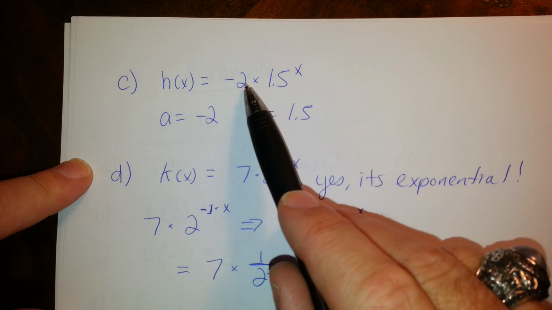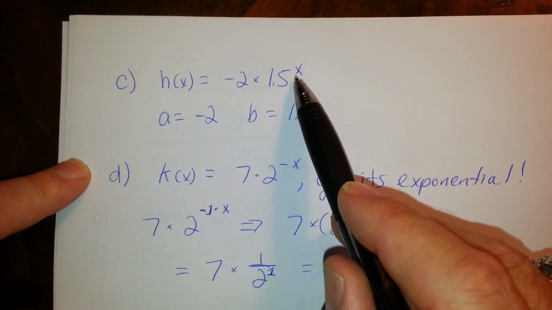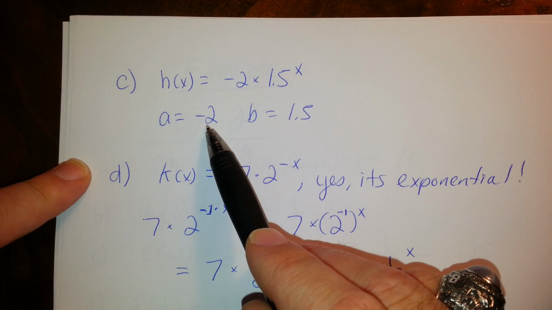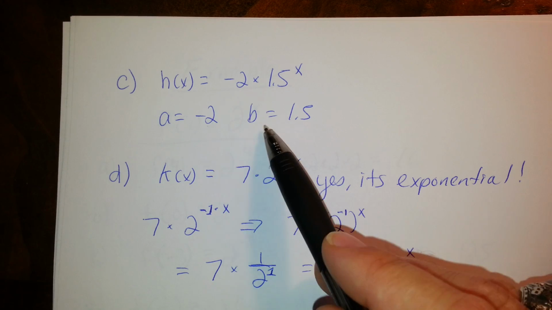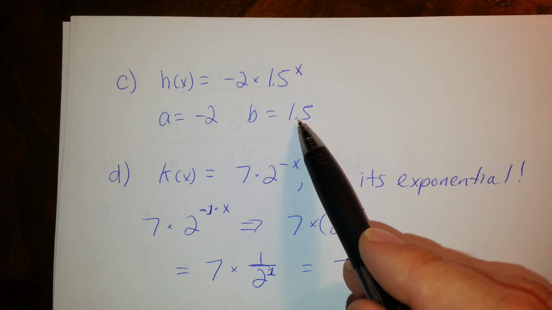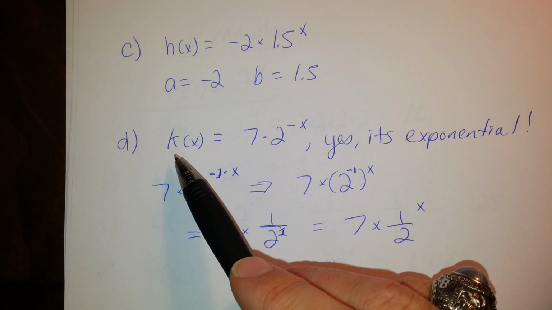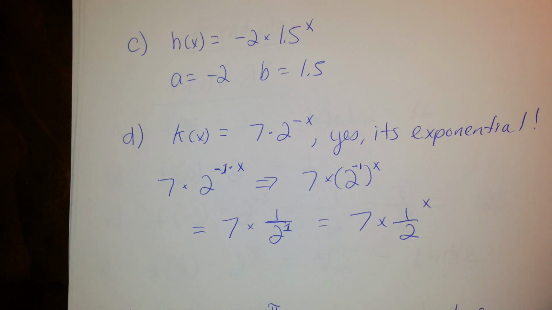h of x equals negative 2 times 1.5 to the x. It's exponential. Your initial value, a, is -2, and your base is 1.5. Here's one it'd be kind of important that you understand.